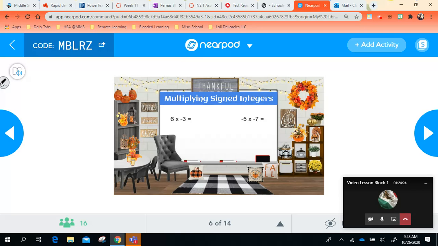Okay, so what is 6 times negative 3? Negative 18. Perfect. And what is negative 5 times negative 7? Positive 35. I saw some negatives because we forgot to write down one of the negative signs. So make sure if you're rewriting it, you're rewriting it correctly.